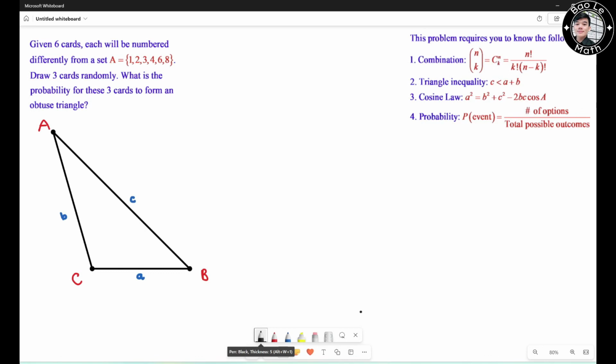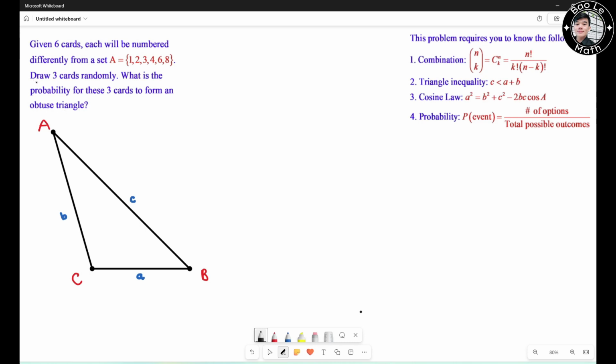Hello everyone, in this video we're going to learn how to solve this challenging problem from a math contest. Given 6 cores, each numbered differently from the set A equals {1, 2, 3, 4, 6, 8}, we need to draw 3 cores randomly. What is the probability for these 3 cores to form an obtuse triangle?